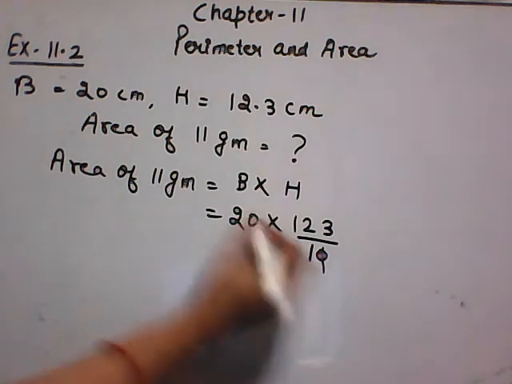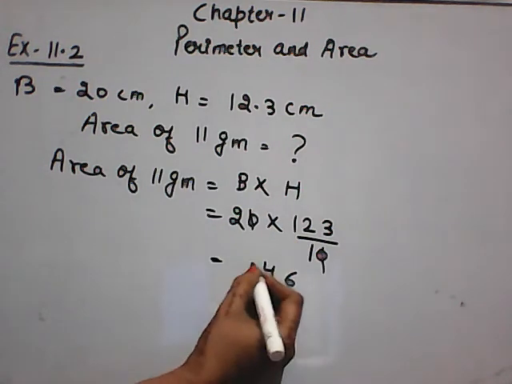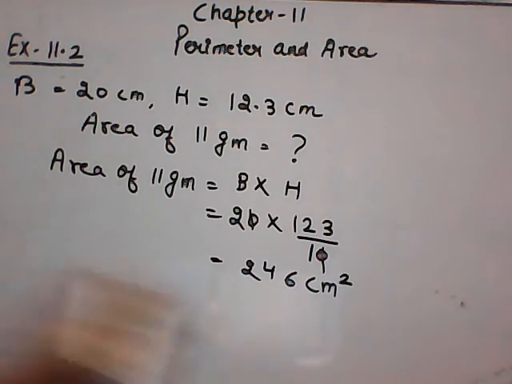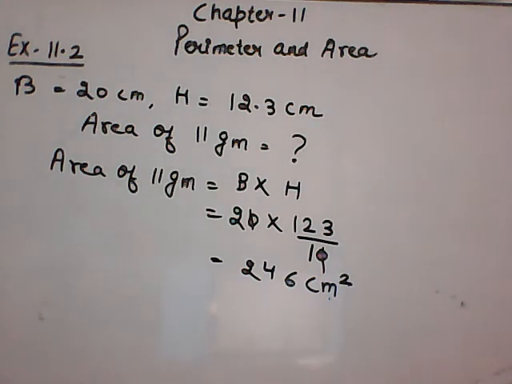0 is cancelled out with 0. Here 246 centimeters square. Now you have to write down the area in terms of centimeters square. In this way you can find out the area of parallelogram. Let's move to next question.